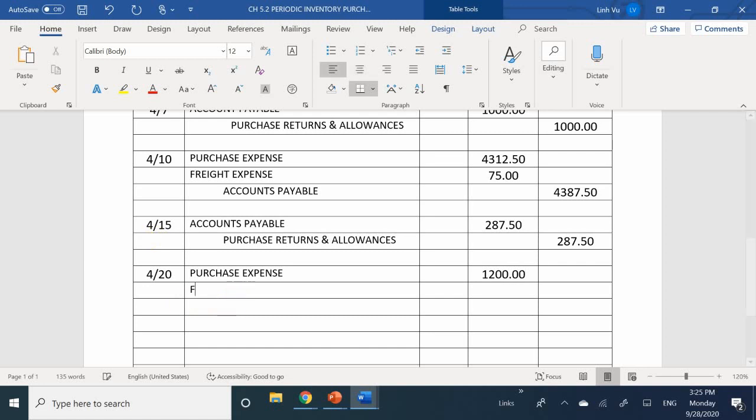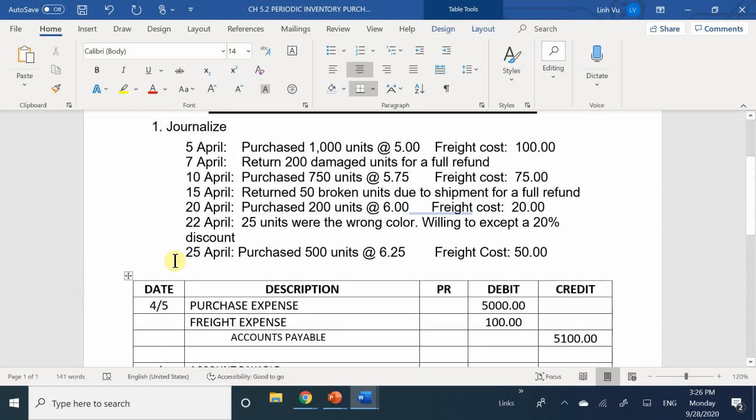And freight expense is $20. So then the next line will be the accounts payable in the credit column of $1,220. Good. All right. And then what has happened on the 22nd of April?